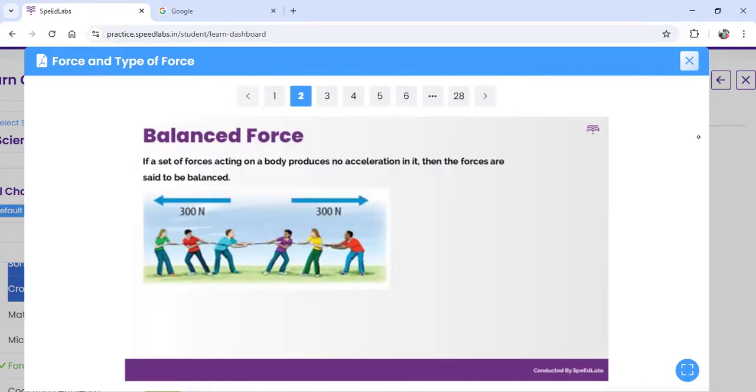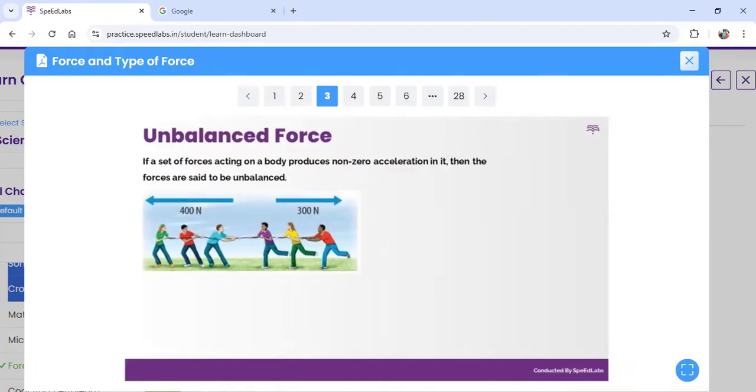Next concept. There are two types of forces, children: balanced force and unbalanced force. What is balanced force? If a set of forces acting on a body produces no acceleration in it, then the force is said to be balanced. You can see three persons applying 300 newtons in a tug of war game, and these three persons are also applying 300 newtons. So the forces in the left and right directions are the same, so it is a balanced force.